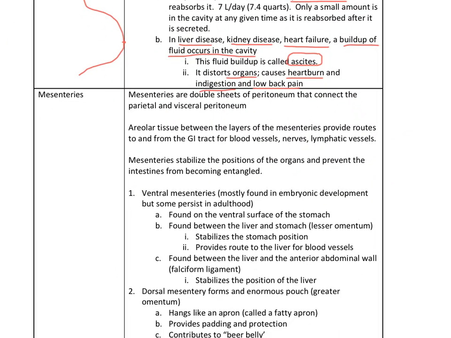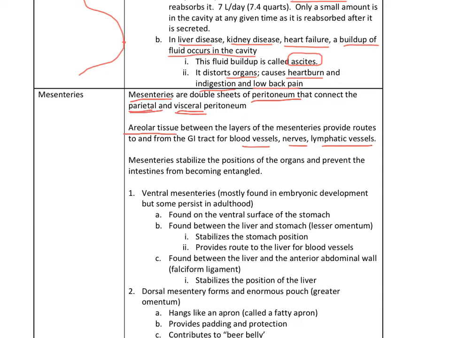The mesenteries are double sheets of peritoneum that connect both the parietal peritoneum and the visceral peritoneum. So when we look at the next page, we're going to see some pictures of these and you'll get a better idea of what they look like. But the mesenteries connect the parietal and the visceral peritoneum. Okay. Between the layers of the mesenteries is an areolar tissue. And in that areolar tissue are a lot of blood vessels, nerves, and lymphatics. So these mesenteries kind of provide routes to and from the GI tract to the rest of the body.